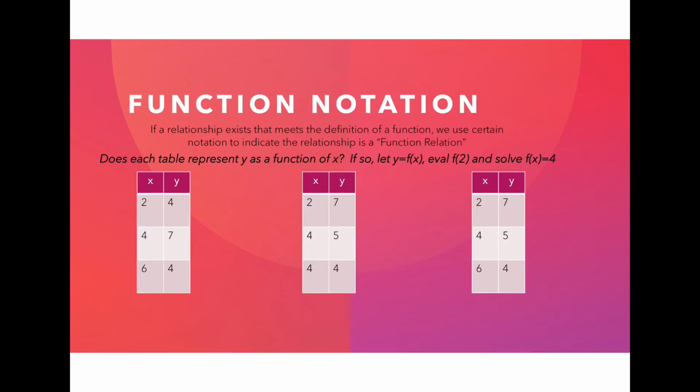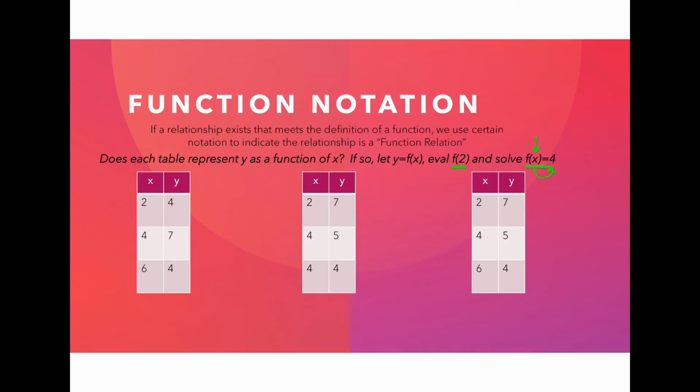All right, so looking at tables here, we're going to determine whether we have a function relation. If so, we're going to evaluate a couple of things here. First thing we're going to evaluate is the f of 2, where 2 is our input, and then the f of x equal to 4, meaning our input, x, is resulting in an output of 4 for y. And so we want to determine what the x is.